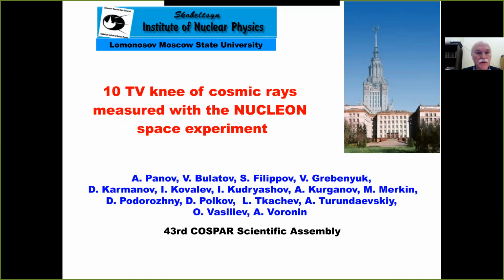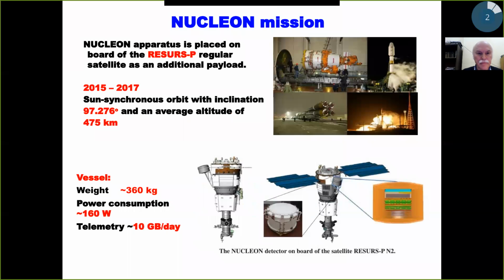My talk will be about the 10 TeV knee of cosmic rays measured with the NUCLEON space experiment. The NUCLEON mission was designed to measure cosmic ray particles from energies of approximately 1 TeV to 1 PeV with individual resolution of charge. The apparatus was launched in 2015 to a sun-synchronous orbit with inclination about 97 degrees and altitude about 500 kilometers.